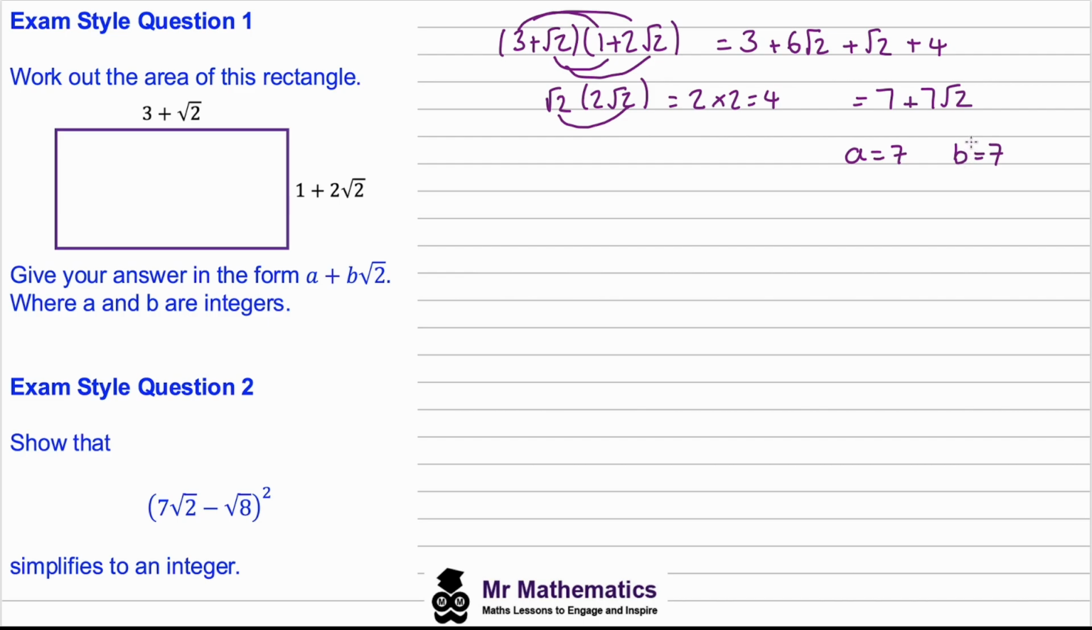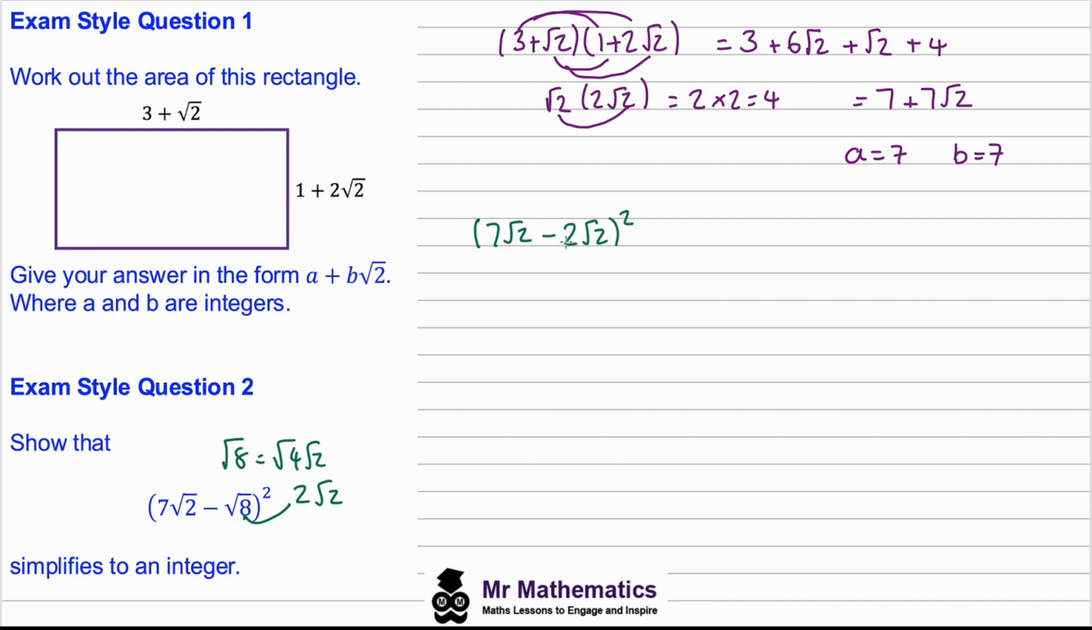Okay? For question 2, well, before I expand out the bracket, I'm going to simplify this root 8. And we know the square root of 8 is the same as root 4 root 2. And the square root of 4 is 2. And this is the square root of 8. So now we'll have 7 root 2 minus the 2 root 2 all squared.